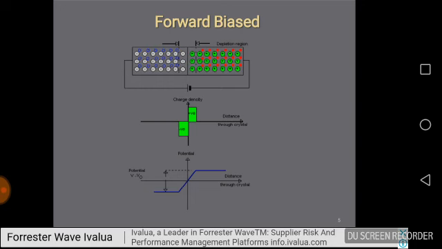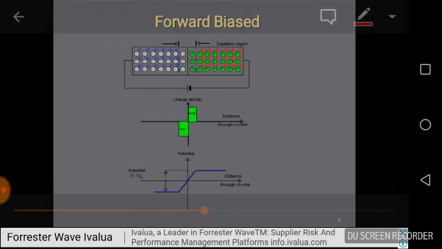So in the previous slide, you could see I have marked a current direction I, from positive. This is because we usually denote the conventional current direction. The conventional current direction is from positive to negative.